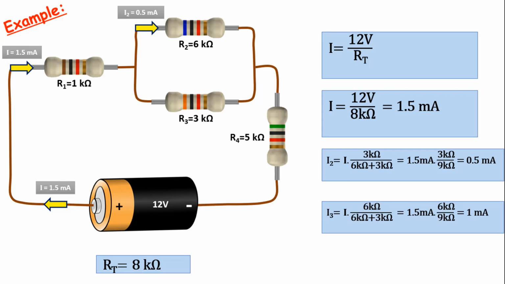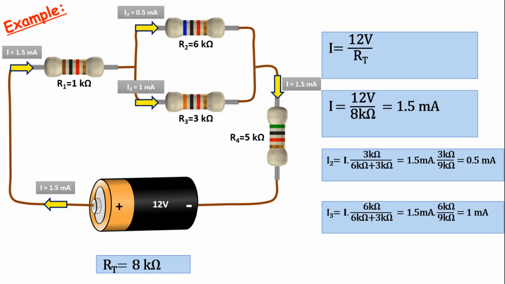Similarly, if we call the current through resistor R3 as I3, we can find the current through this resistor. The value of I3 will be I times 6 kiloohms divided by 9 kiloohms. When we do this operation, we find it as 1 milliamp. Since I2 and I3 currents combine again to form the mains current, I mains current also flows through resistor R4. In other words, the same current flows through R1 and R4 resistors.